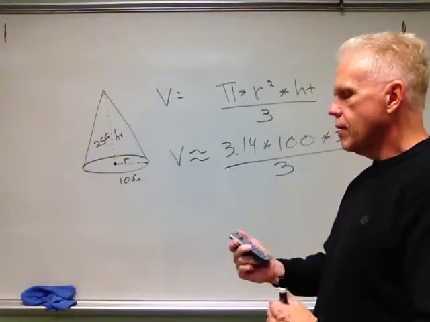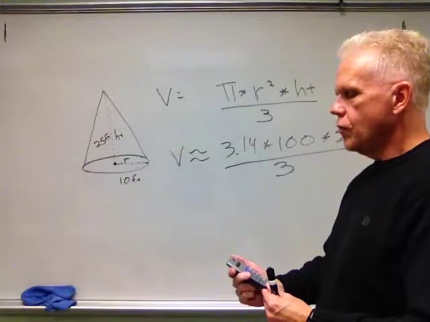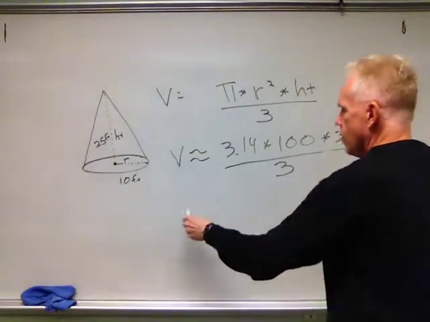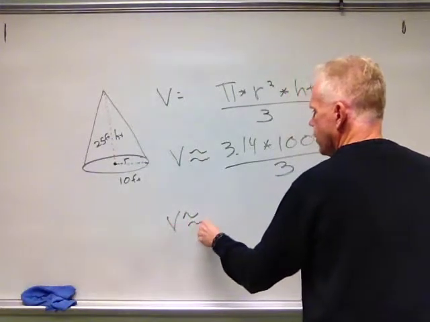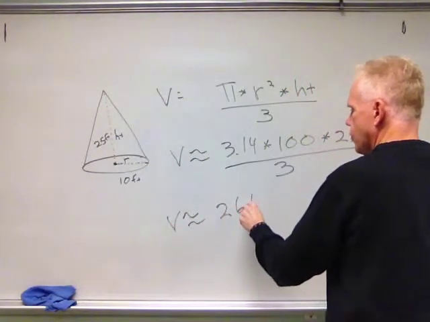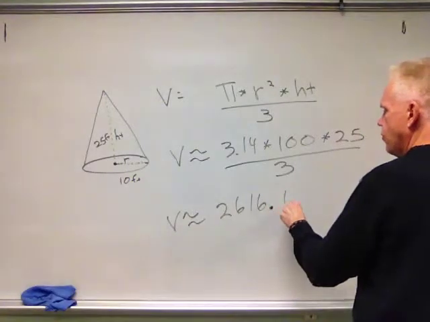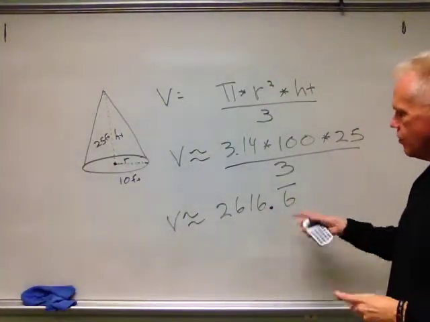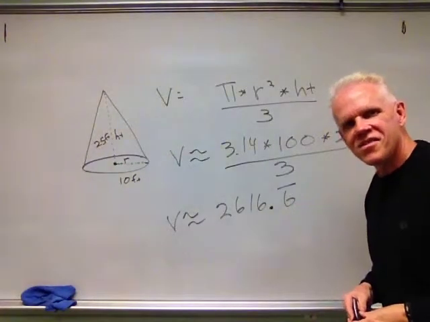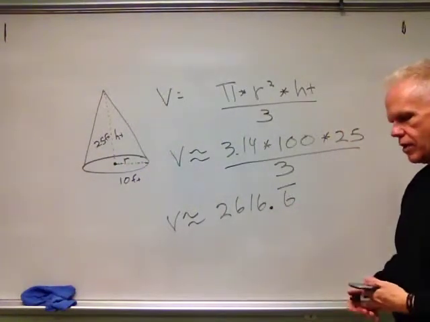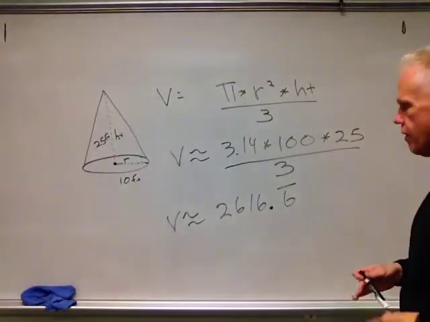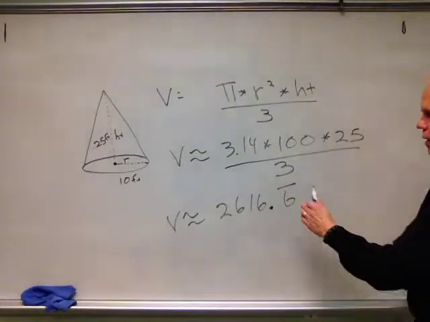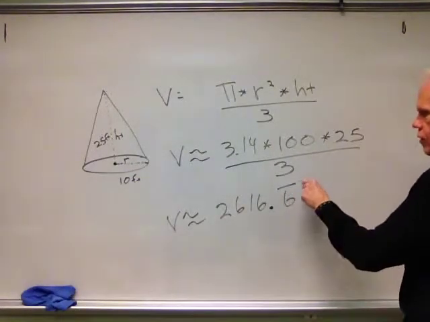Okay, so I'm getting 2616.6 repeated. So the volume is approximately 2616.6 repeated. How often would that line over the 6? Forever and ever and ever. Let's say we want to round that to the nearest tenth, one decimal place here. We'll go one past it. Let's put another 6 in this to show that.